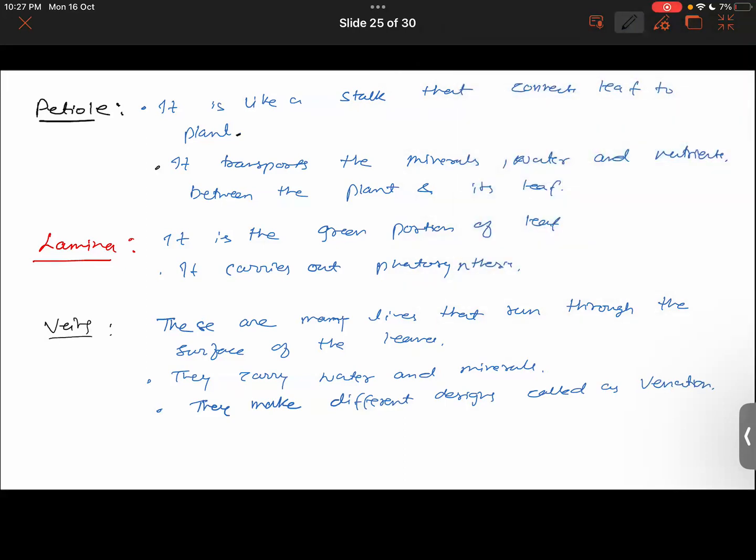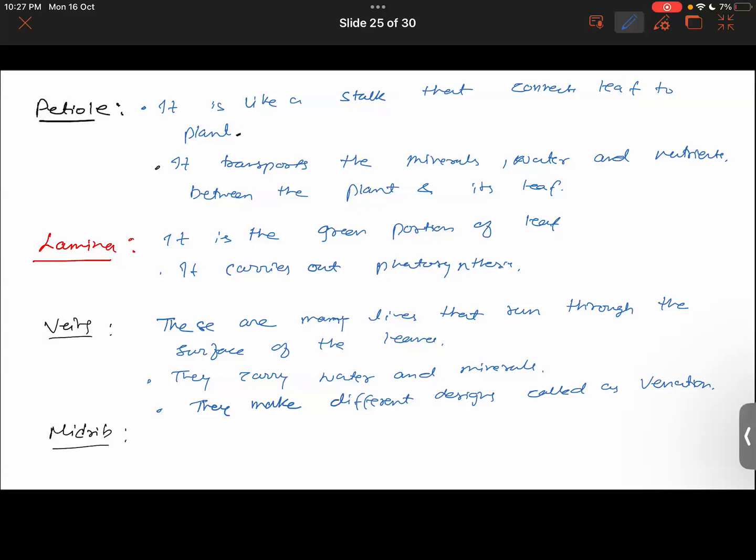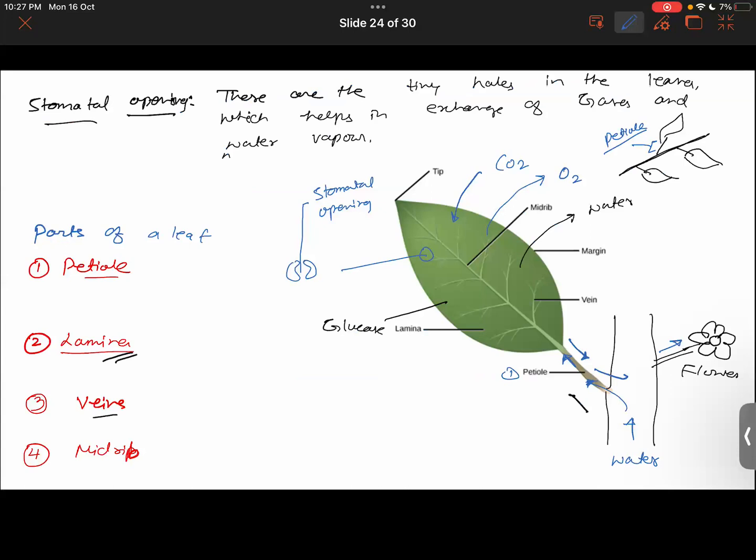Getting it? Then finally, we have got the central part running down the leaf. That is the midrib. So the midrib is nothing but the central and prominent thick structure. If you look at the vein and the midrib, which one is thicker? The vein or the midrib? Listen to my question. Which one is thicker?